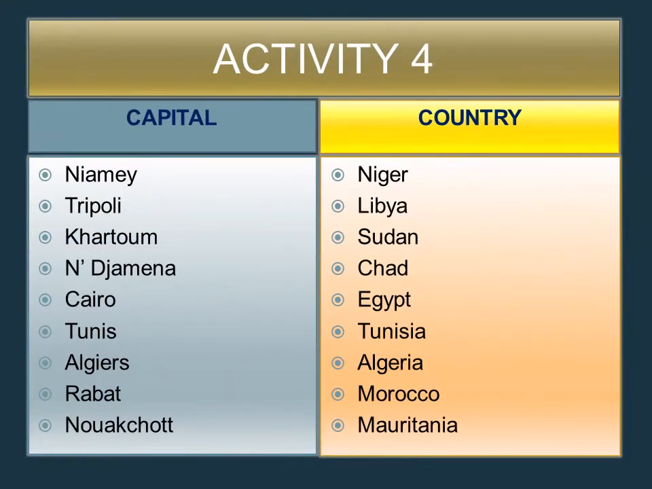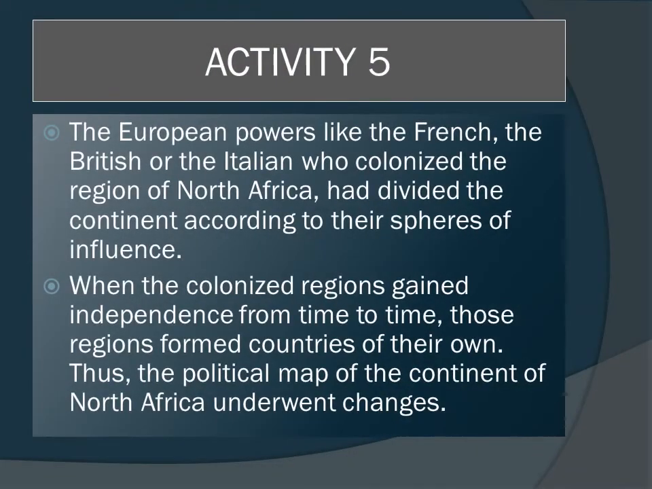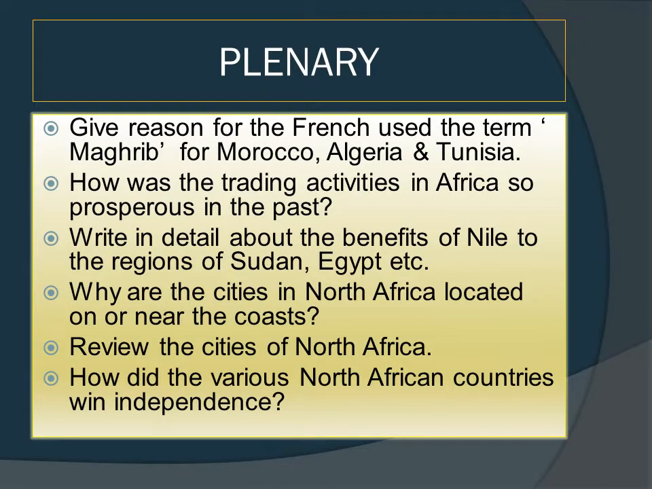Activity 4 from the textbook, it's a very simple activity. You need to just write down the names of the countries with their capitals. Activity 5, it's a personal response question. You can go through, you can add a few more points of your own. Here I come to the plenary question. These are the questions which I have put up. I hope you'll be able to answer it well.